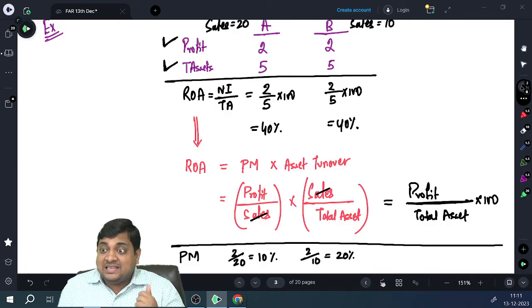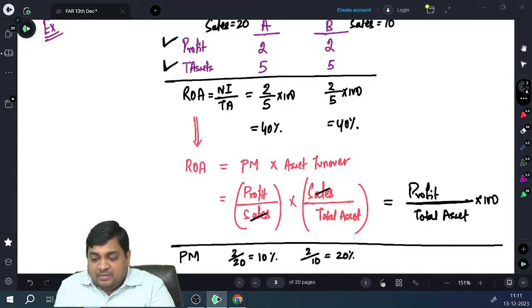Company B is able to produce its product at a cheaper cost, because if profit margin is 10% here and 20% there, it means B's cost of production is 80% of sale and A's cost of production is 90% of sale, right?